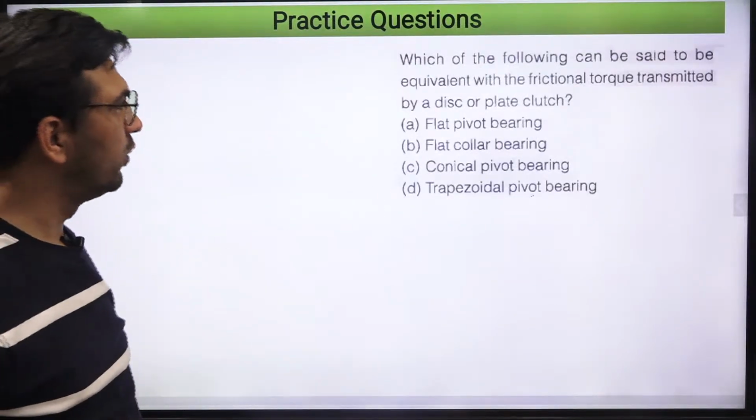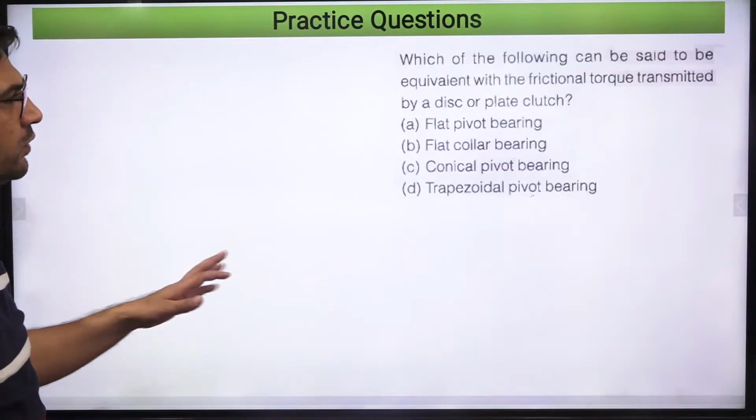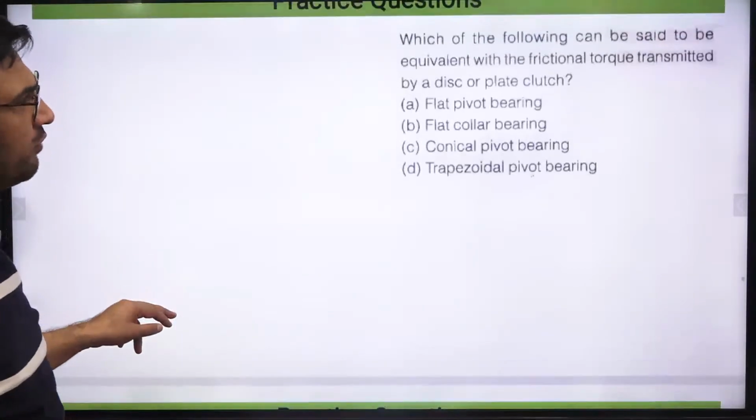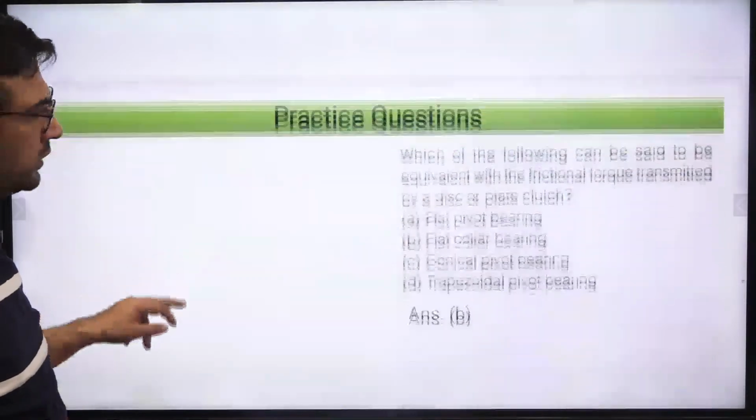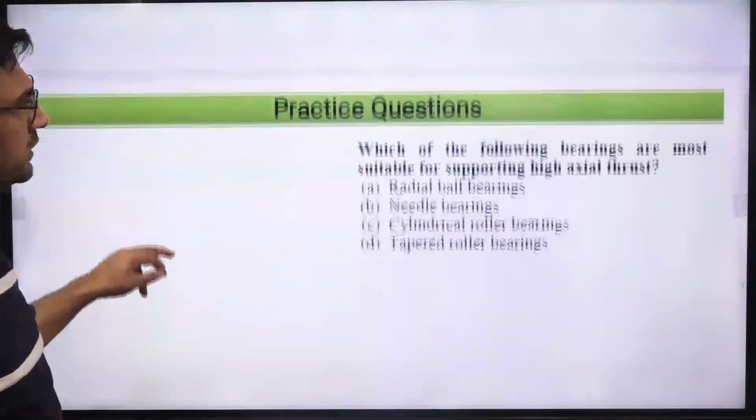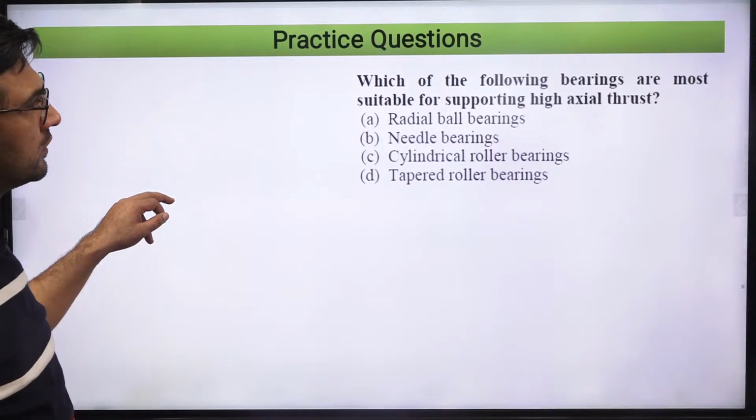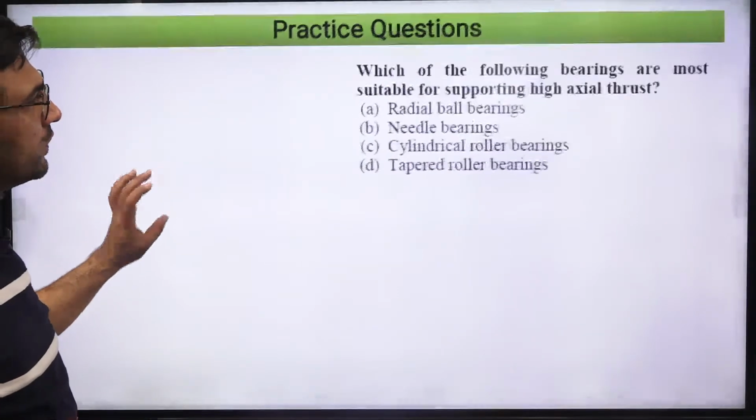Okay, this question I will do when I discuss the clutch portion. Even though we can do it now, I'm leaving it because he has related it with the clutch. Okay, go ahead with this.